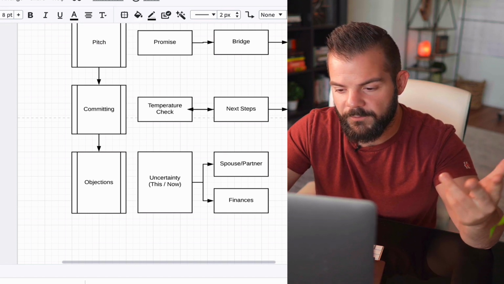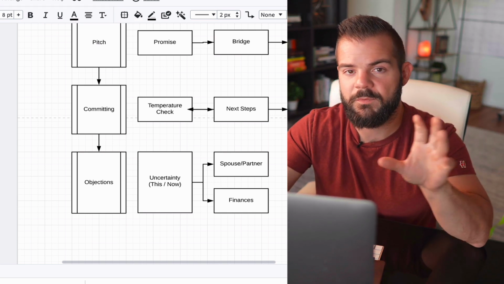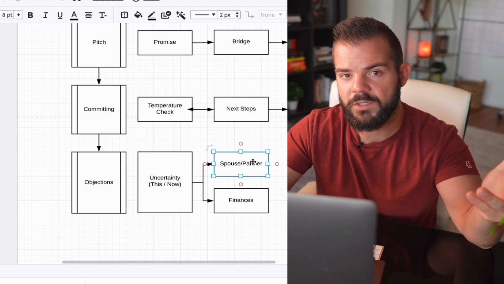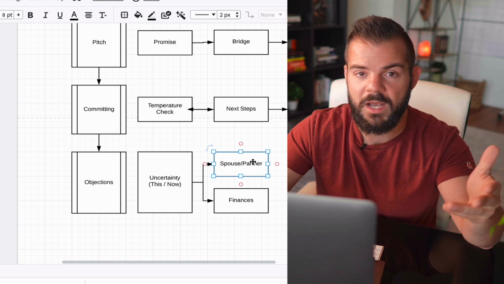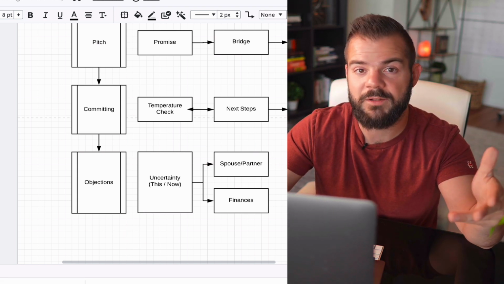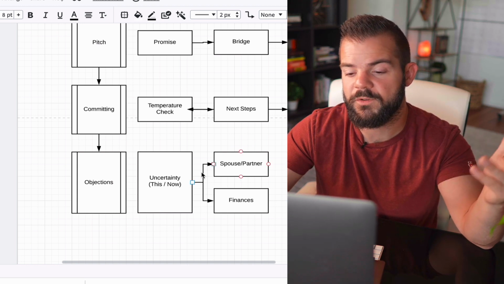I need to move around funds, whatever it is, right? Anything that's keeping them from moving forward because of money. Now, spouse and partner is, I need to talk to my spouse, I need to talk to my business owner. It's really anybody that they need to talk to, an outside authority that's keeping them from moving forward.